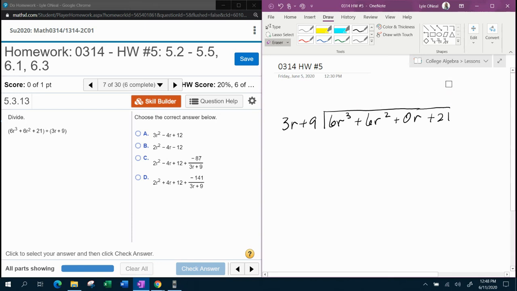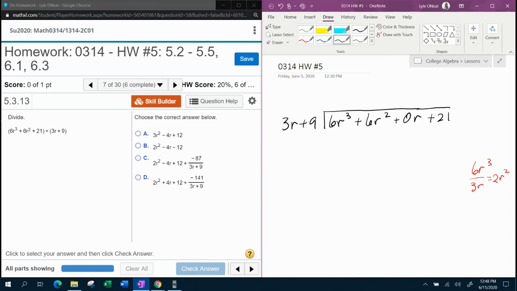And so now that we have our problem set up correctly, we now need to figure out the first term of the quotient. You're going to take the first term of the dividend and divide it by the first term of the divisor. And whatever that works out to be, that's going to be the first term of the quotient. So 6 divided by 3 is 2. R to the 3, take away r, that's an r squared. And so that's going to be the first term of the quotient.